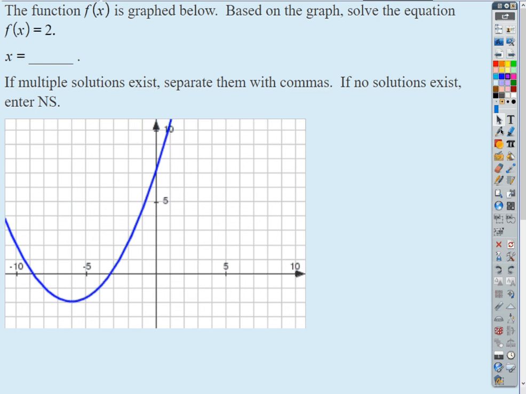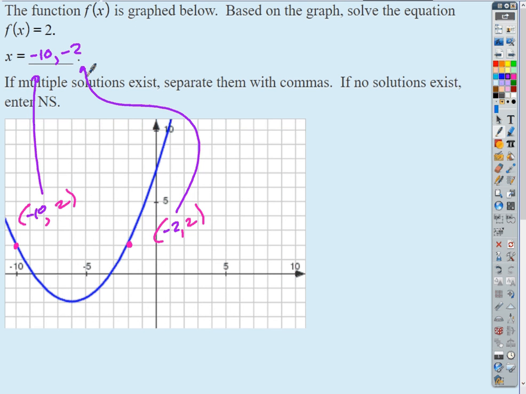Well, where does that happen? -10 and -2. Everybody see that? There's a point right there that has a y coordinate of 2, and there's a point right there that has a y coordinate of 2. I want to know what the x coordinates are, though. Well, the x coordinate there is -10. The x coordinate there is -2, right? And so those are my answers. -10 and -2.